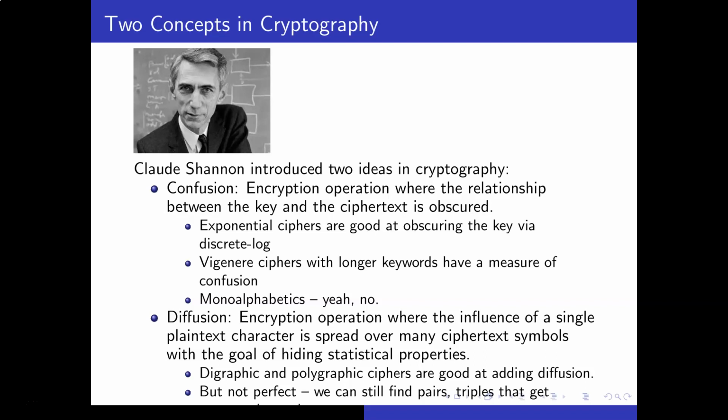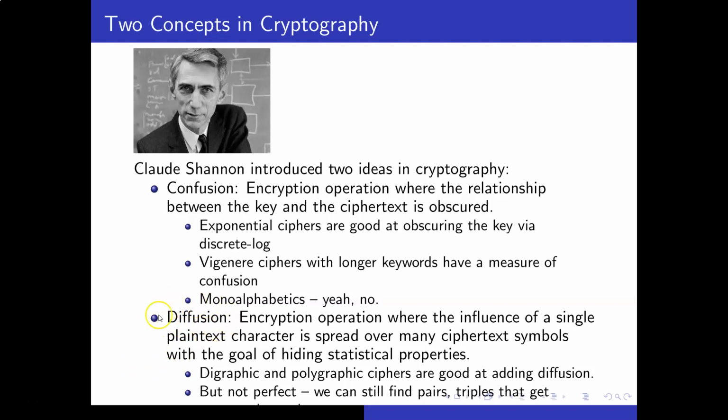So case in point, if you look at the exponential cipher, because of discrete log, you have very little relationship that you can easily see between ciphertext and the key. You can't solve for it. Vigenères do a good job of confusing the key if the keyword is reasonably long, or if you're using something like a book cipher. Monoalphabetics, yeah, there's nothing there. It's very easy to recover the key. A known plaintext attack will do it in a matter of seconds, really.